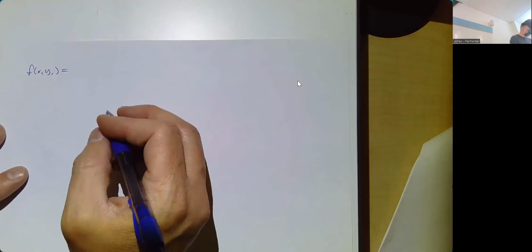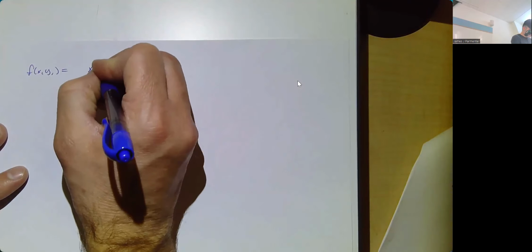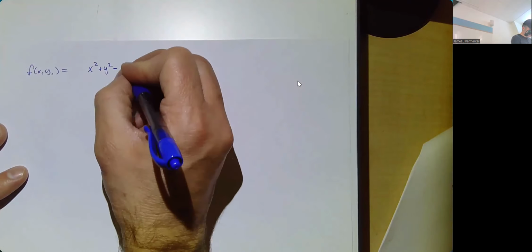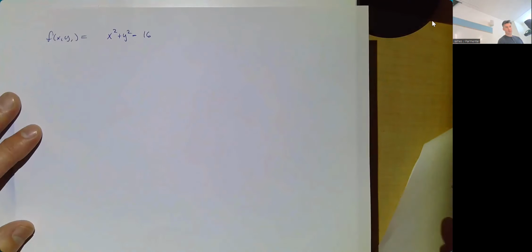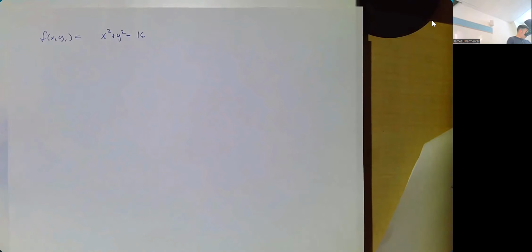Before I do the trace problem, let's quickly look at one more like the one we did. Let's say our function was f of x, y equal to x squared plus y squared minus 16. Which is a little bit boring, but whatever. Not the point. So we want to find all the traces.